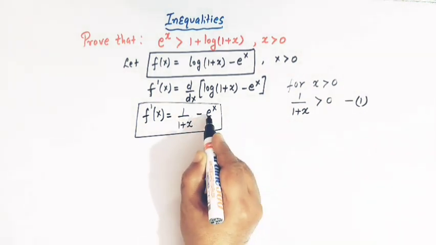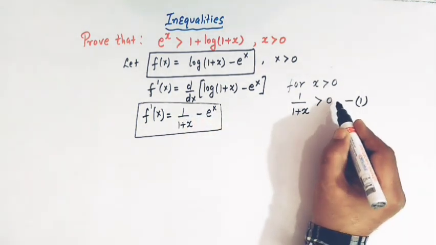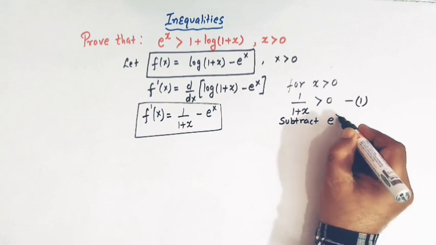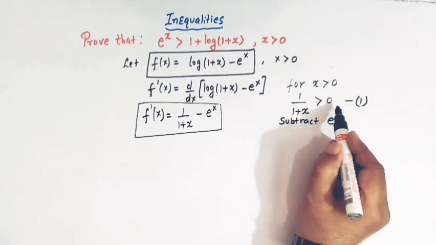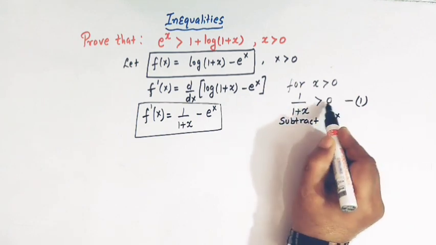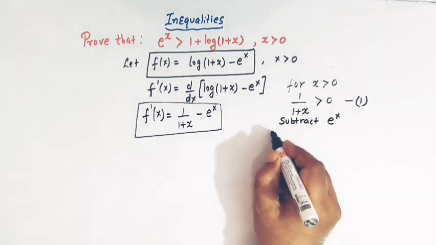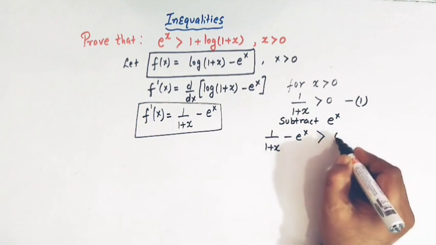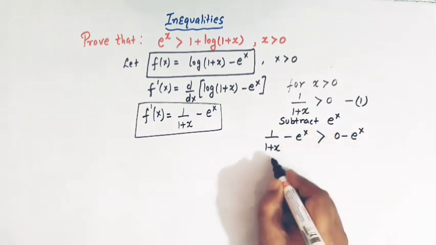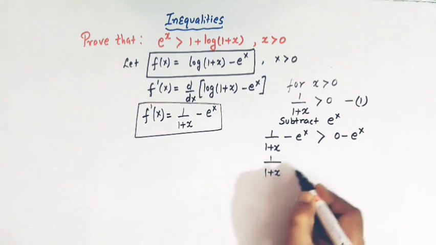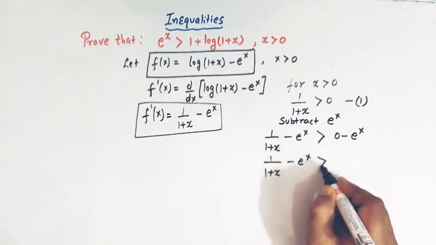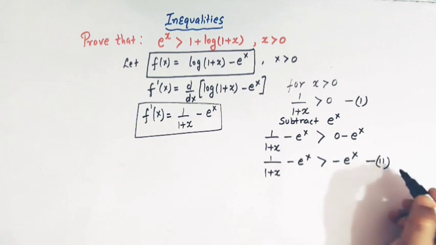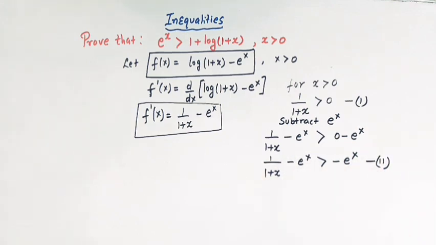Now see, here we have a term negative e raised to x. So what we will do, we'll subtract the term e raised to x on both sides. So subtracting e raised to x from both sides of this inequality, we have 1 over 1 plus x minus e raised to x is greater than 0 minus e raised to x. So this can be written as 1 over 1 plus x minus e raised to x greater than minus e raised to x, right? So let us call this inequality number 2.